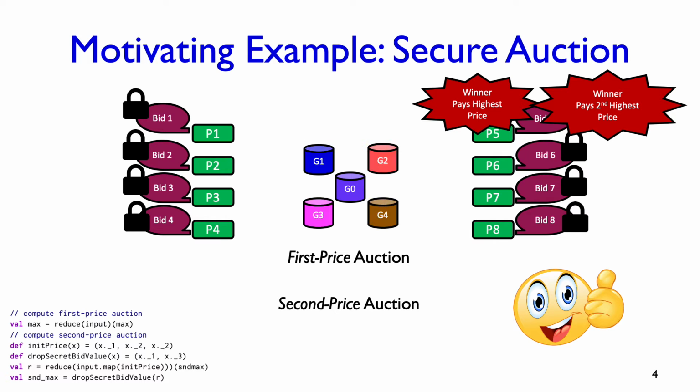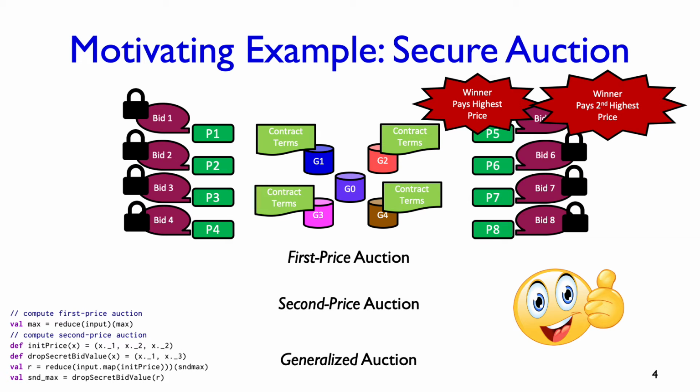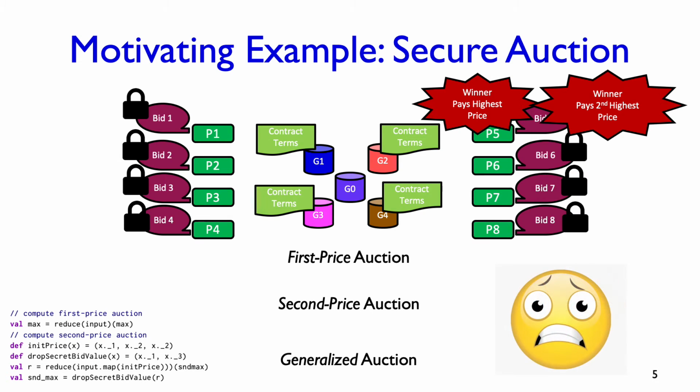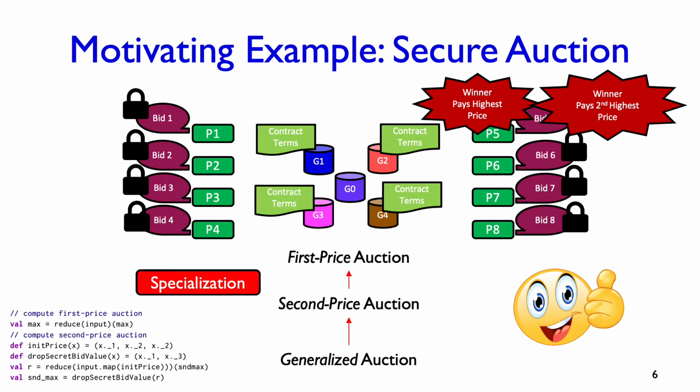Now think of a scenario where there are multiple items and contract terms that are considered when comparing bids for these items. This is generalized auction. It would become cumbersome to write each auction separately. Secure MPC applications are already difficult to implement. If we have an approach that would automatically specialize a generalized auction to a second price auction or to a first price auction based on the scenario, then that will make the development of secure MPC applications much smoother.